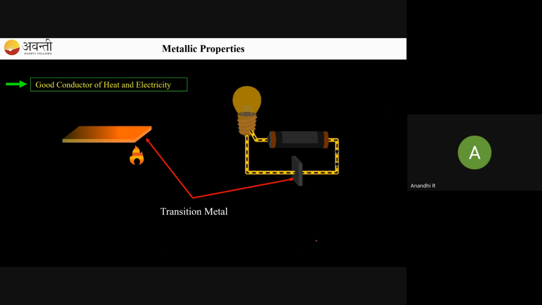Transition metals conduct heat. If we are heating one in a furnace, it conducts that heat, and it is also a good conductor of electricity. It carries current also. If a transition metal block is placed here, it takes the current. So they are good conductors of heat and electricity. This is the metallic property, and one more is also there.